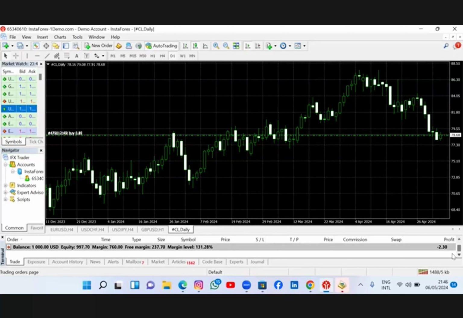Like now, you have 237 remaining. If your leverage is low, you may not be able to open another trade. Even when you want to open one, they will give you a sign: not enough money. Now let's do another thing. If you want to open another trade, you see that your margin will keep increasing. Your free margin will be reducing. Your margin level will also be reducing in percentage.